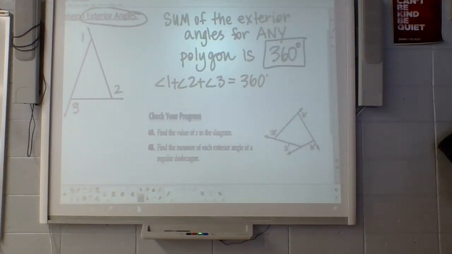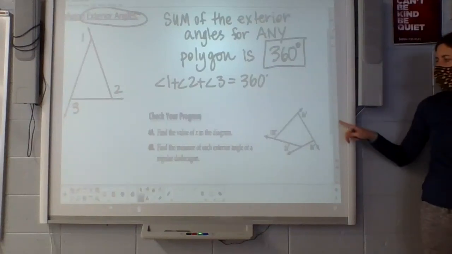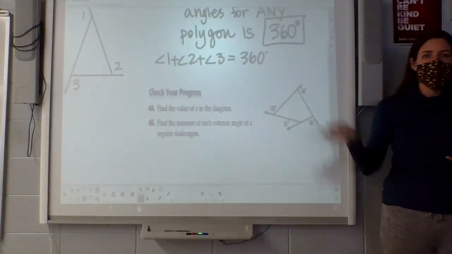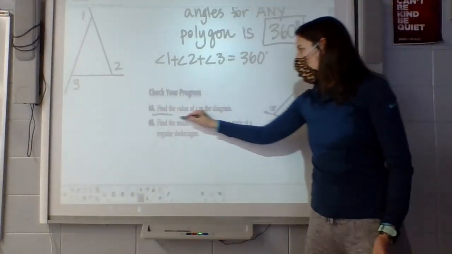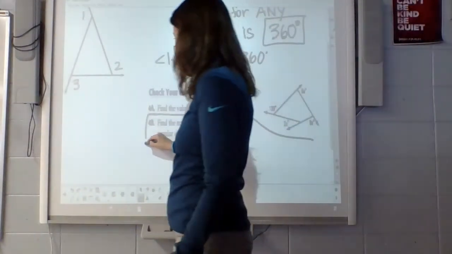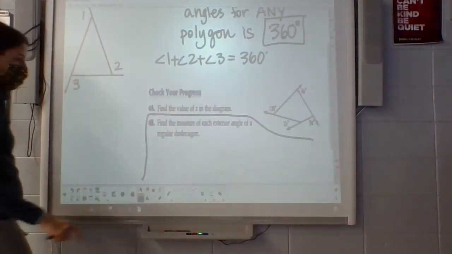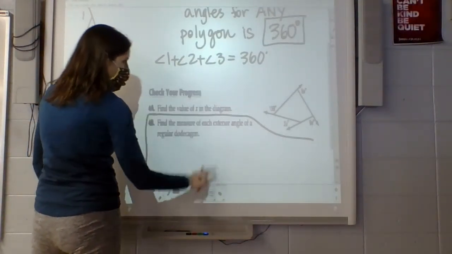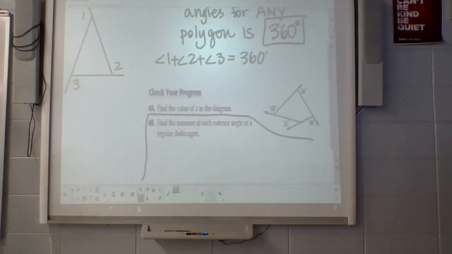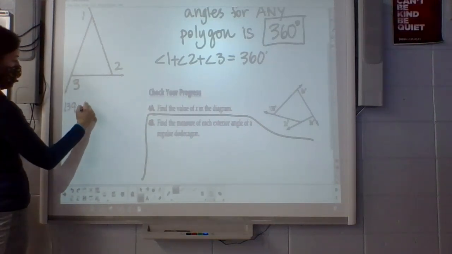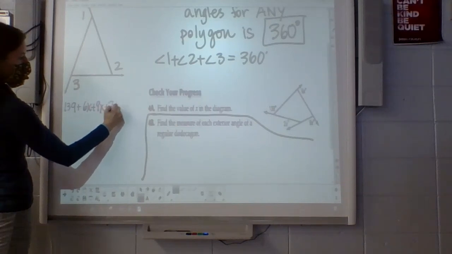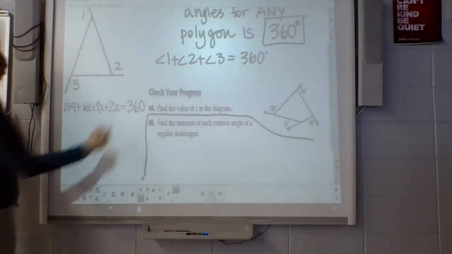Now this polygon has 4 exterior angles, which means it has 4 sides. Regardless of the fact that it has 4 sides and the last one has 3, those exterior angles should add up to 360. This is the first half of this question, and B is a totally separate question. So those 4 angles together should add up to 360. We have 139 plus 6x plus 9x plus 2x equals, again, 360 degrees.